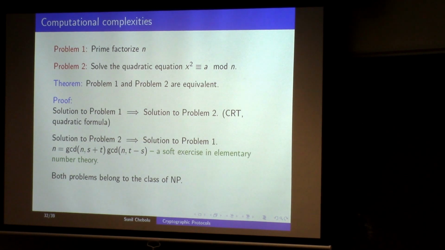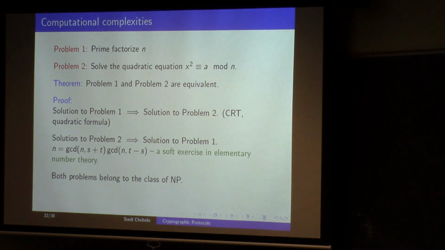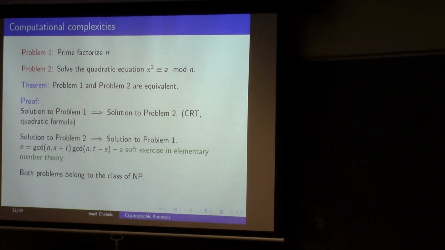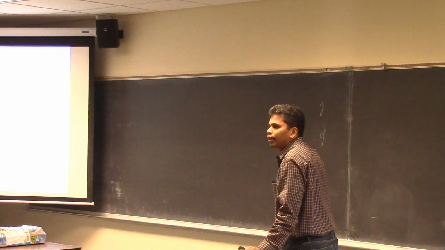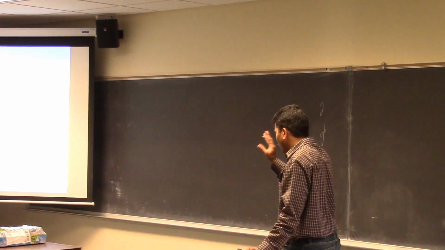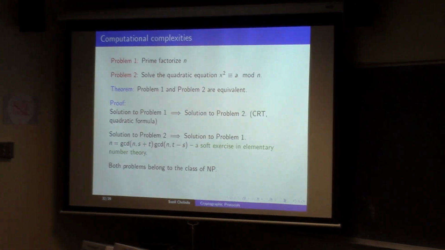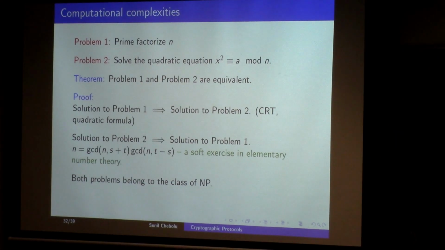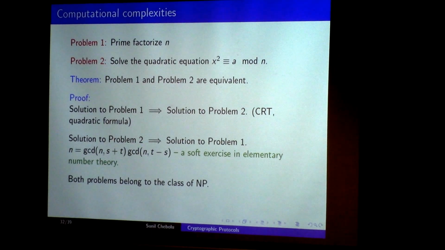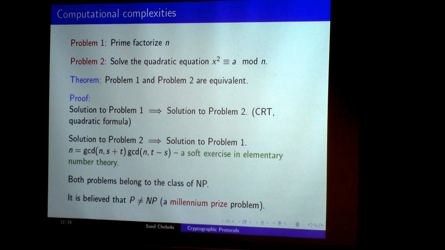And both these problems belong to the class NP. It is not known whether they are NP complete or not, right? So what is NP? These are problems which are hard in the following precise, technical sense. Given a solution, it is easy to verify whether that's the right solution or not, but it's hard to find that solution, right? In contrast with P, which is problems which can be solved quickly in polynomial time. And it is believed that these two classes are different, and that is the famous Millennium Prize problem.